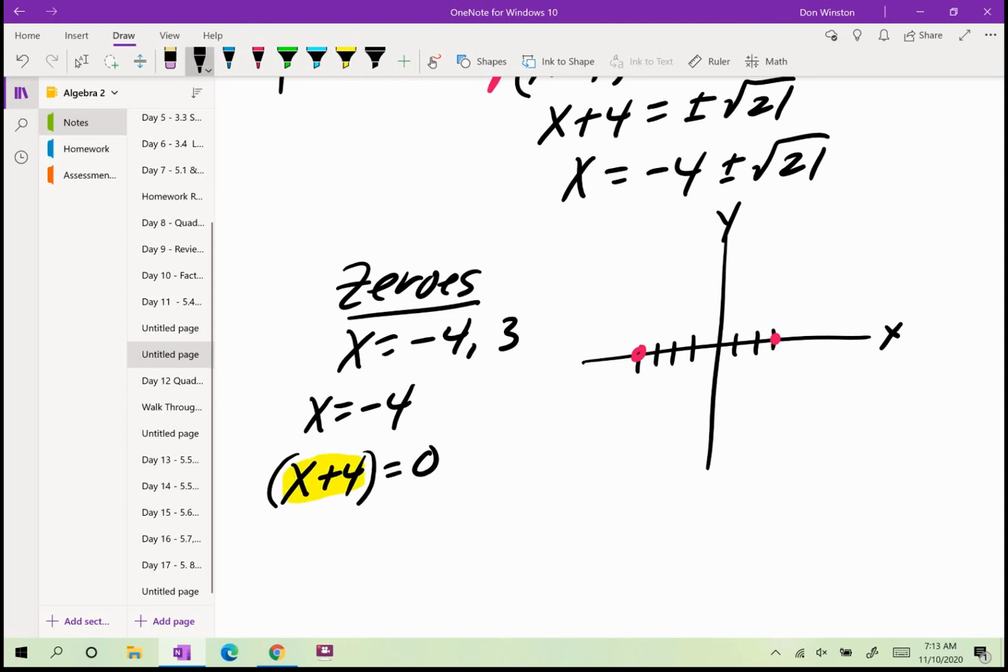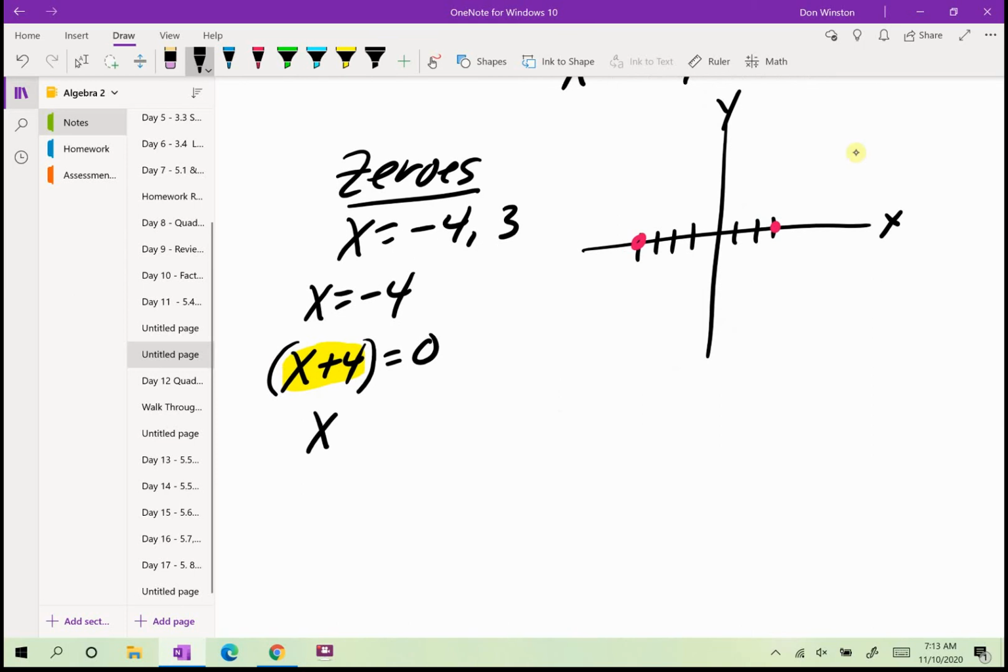And then if x is equal to 3, so if my zero was 3, and if I subtract 3 from both sides, I get x minus 3 equals 0. So x minus 3 would be the other factor. Okay?